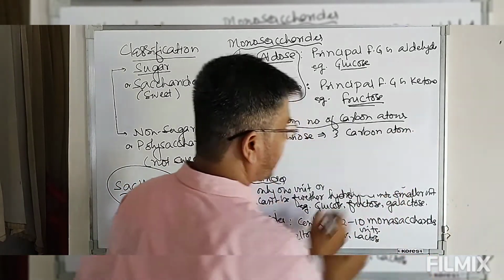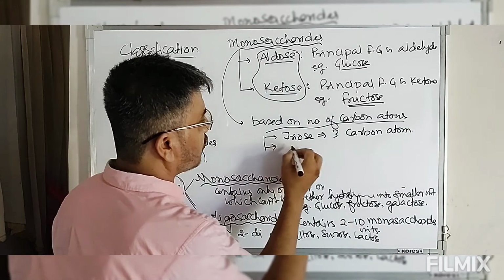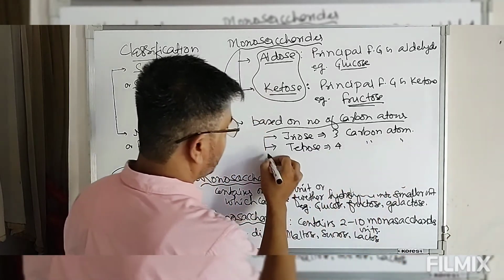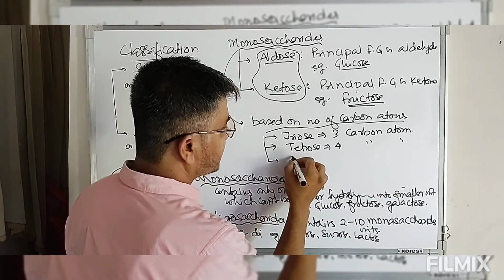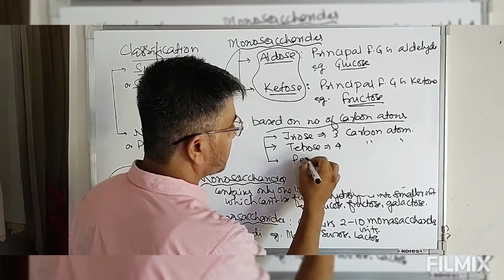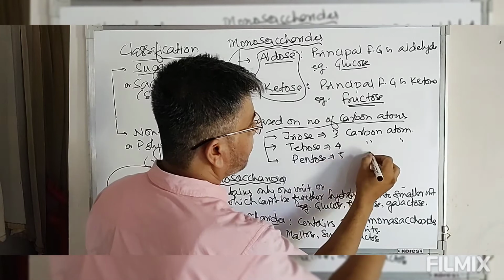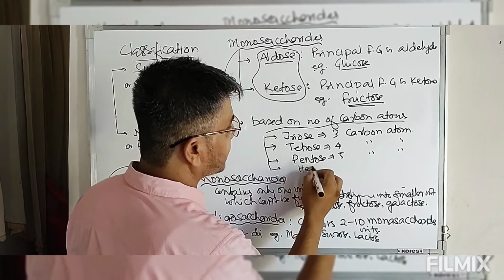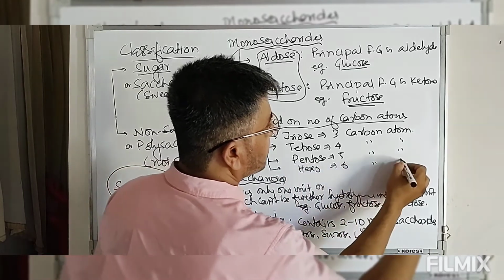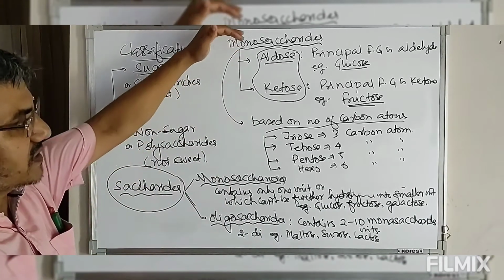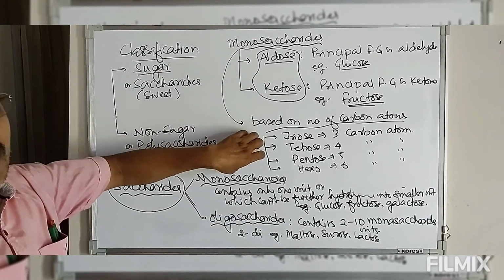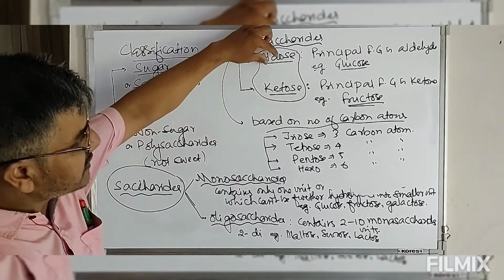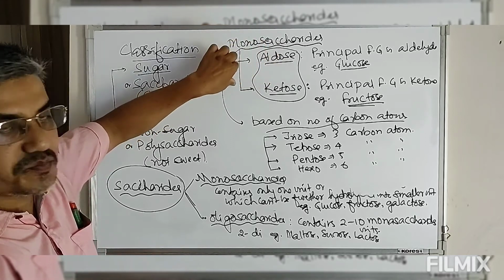So we have 3 carbon atoms. If the number of carbons is 4, we say this is tetrose. 4 carbon atoms. If the number of carbon atoms is 5, we say this is pentose. We have 5 carbon atoms. If the number of carbon atoms in the monosaccharide unit is 6, we say this is hexose. So this classification of monosaccharide is based on the number of carbon atoms present in the monosaccharide unit. The first one, that is aldose and ketose, is based on the principal functional group.